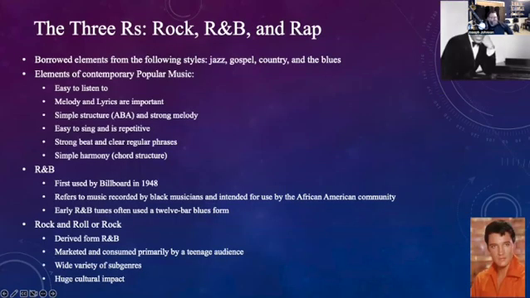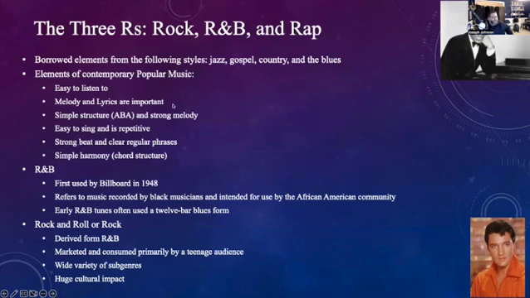So quickly, the textbook goes into the three R's: rock, R&B, and rap. And all of these borrow different things from jazz, gospel, the blues, country, because country came before this as well. I don't know why they went straight from jazz into rock, R&B, and rap, but whatever.